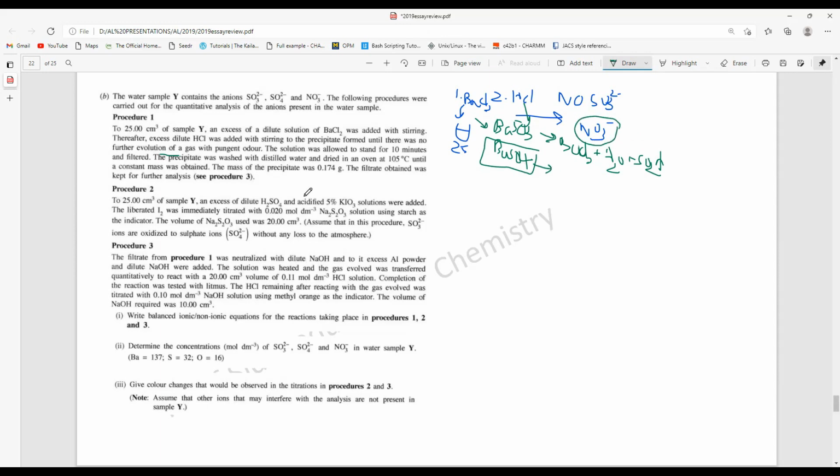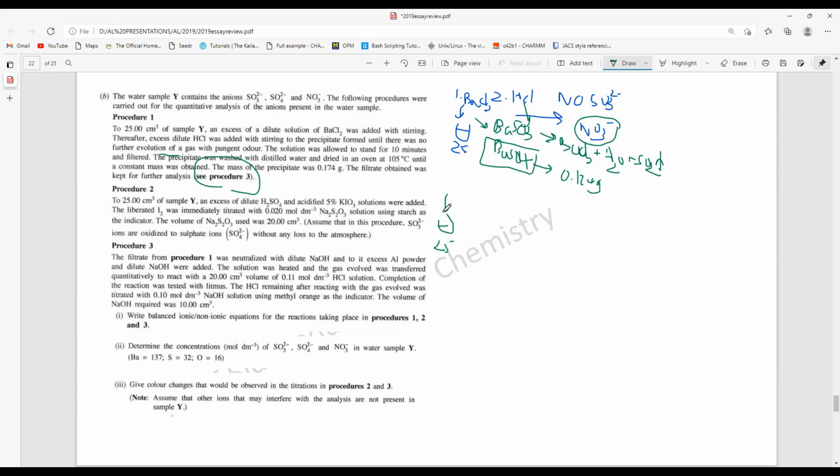That's it. So they say the solution was allowed to stand for 10 minutes, filtered, then the precipitate was washed. So the mass of the precipitate is given. So barium sulfate will be 1.74 grams here. The filtrate of procedure 1 was kept for further analysis. So what they are going to do is, with the same solution, analyze the nitrate by procedure 3. Okay. To 25 cubic centimeter of sample Y. So again, a 25 cubic centimeter portion is there.